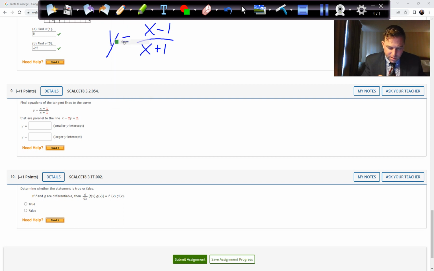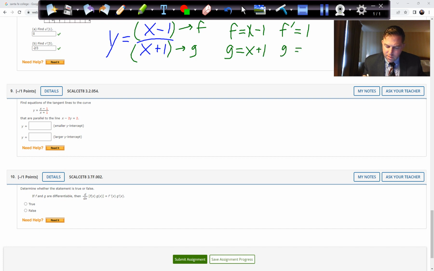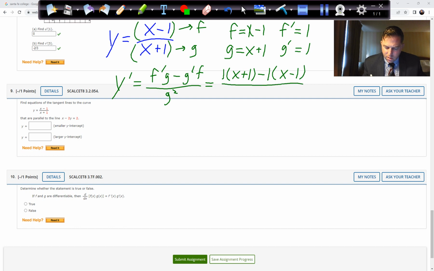And we're going to call this whole thing f, this whole thing g. Therefore, we have f is x minus 1 and f prime is just 1. We have g is x plus 1, therefore g prime is also 1. So y prime should be f prime g minus g prime f over g squared. So we're going to get f prime, which is 1, times g, x plus 1, minus g prime, which is 1, times f, x minus 1, all over x plus 1 squared.